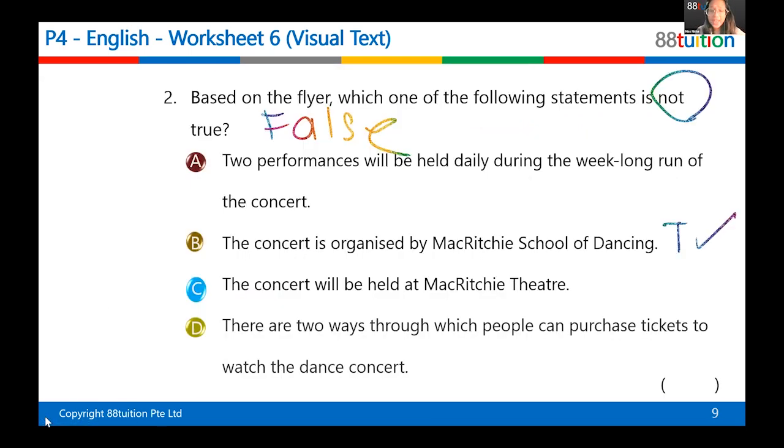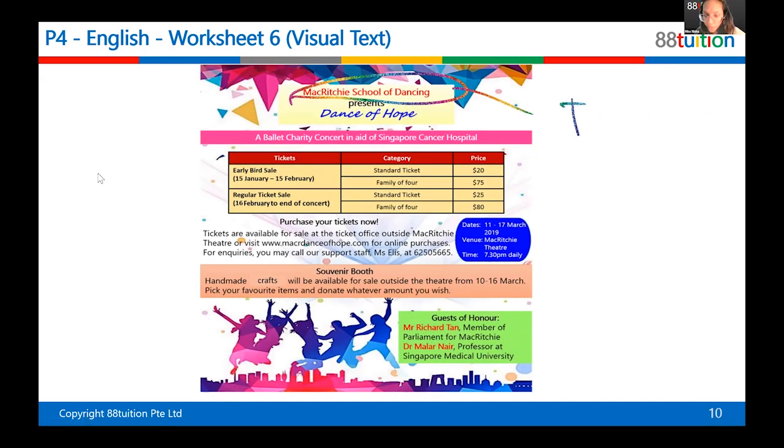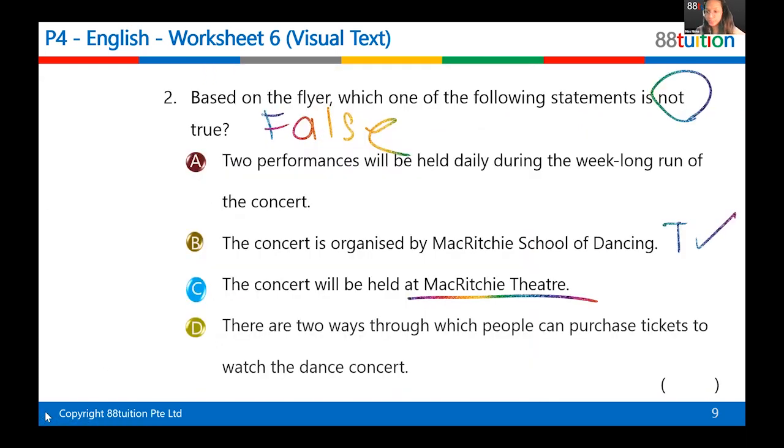The concert will be held at McRitchie Theatre. This is also true, right? You see, venue, McRitchie Theatre. So it's true, so it cannot be the answer as well. So this one is true, so it's a tick. Looking for false means looking for the cross.